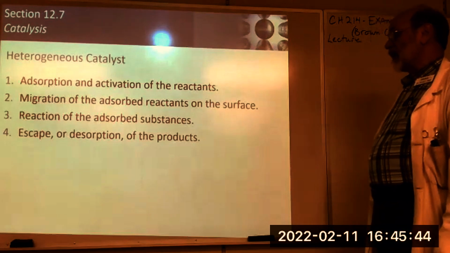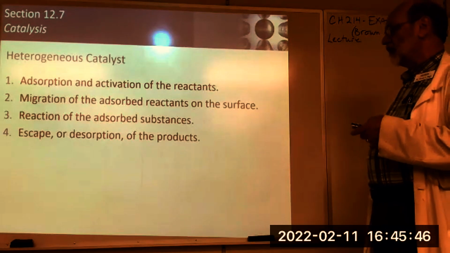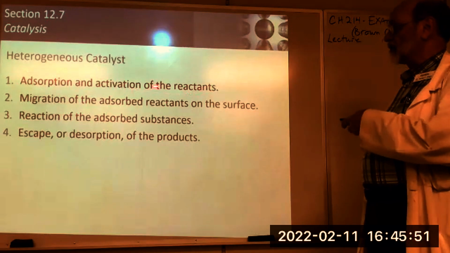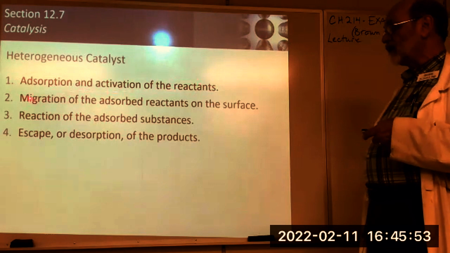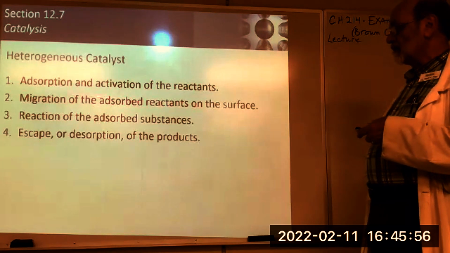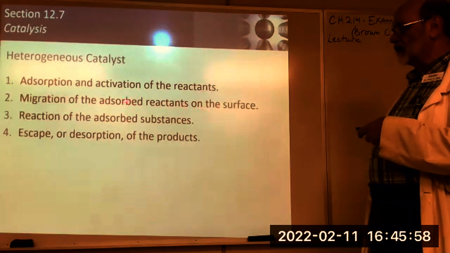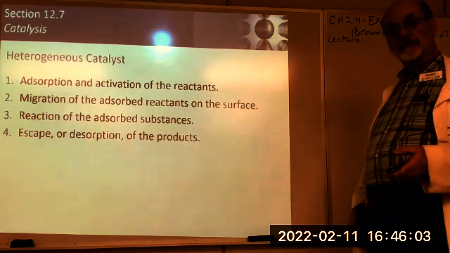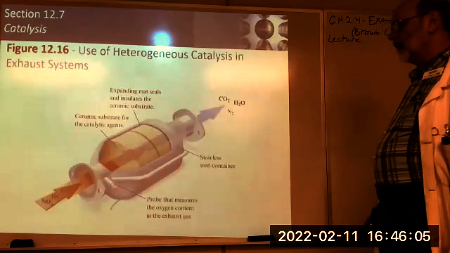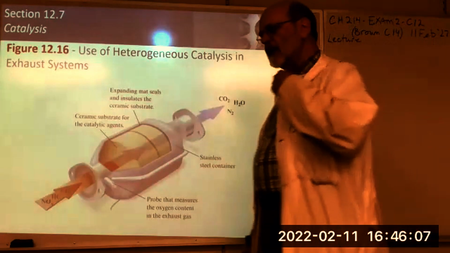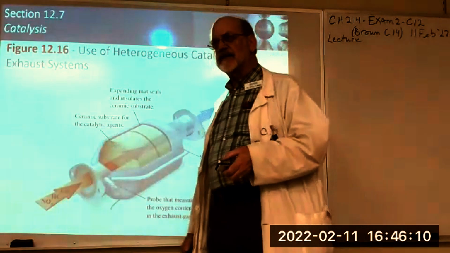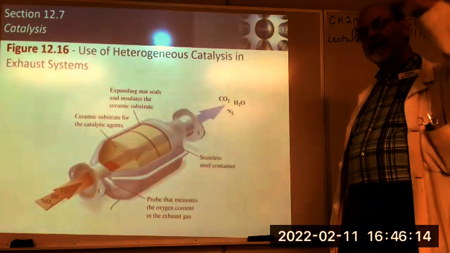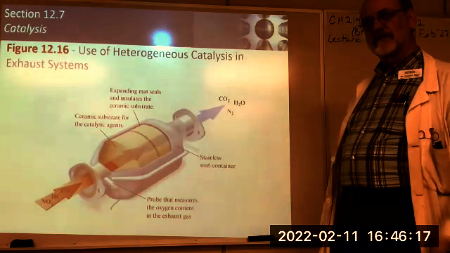So when a heterogeneous catalyst is used, you get adsorption and activation of the reactants on the surface of the catalyst. And then they will even migrate across the catalyst to meet one another. The reaction takes place, and then they desorb. That happens also in the hydrogenation of unsaturated fats to produce higher melting point products for restaurants and the like.